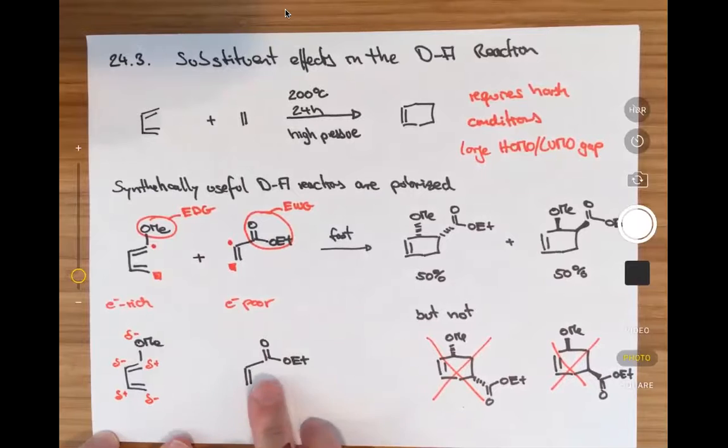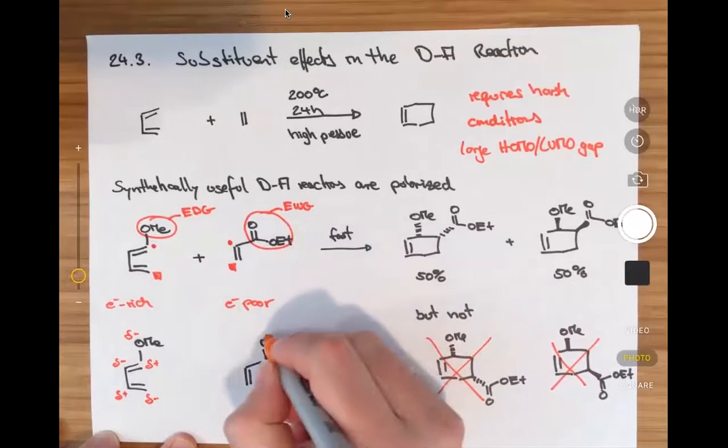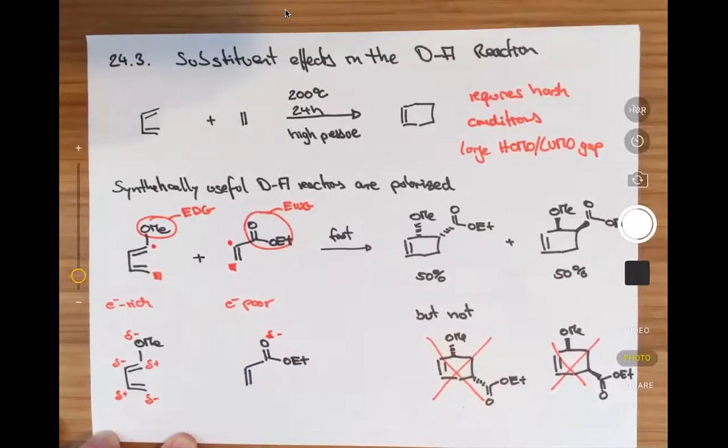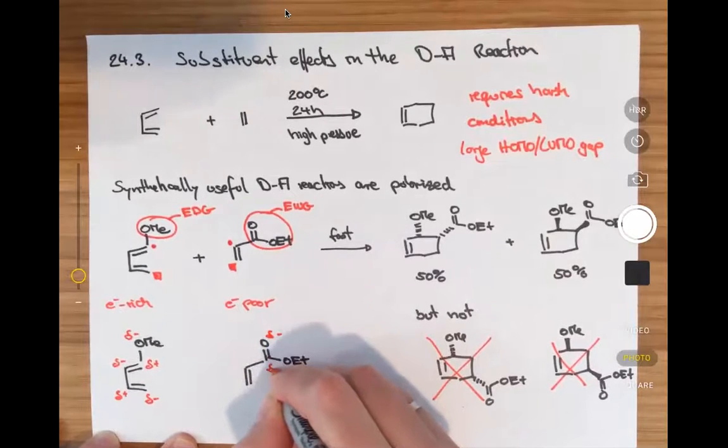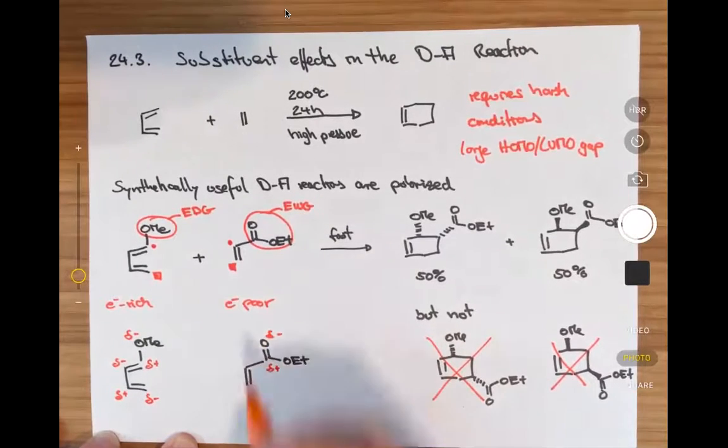Now, we can do exactly the same thing on the other side where we have the electron withdrawing group. So we said that this is negatively charged. We know that this carbonyl carbon atom has a positive partial charge. And then we can go down the chain, delta negative, delta positive.